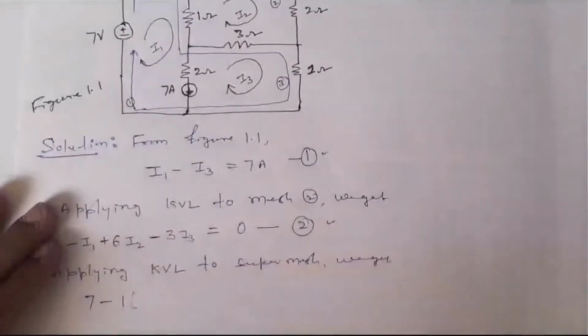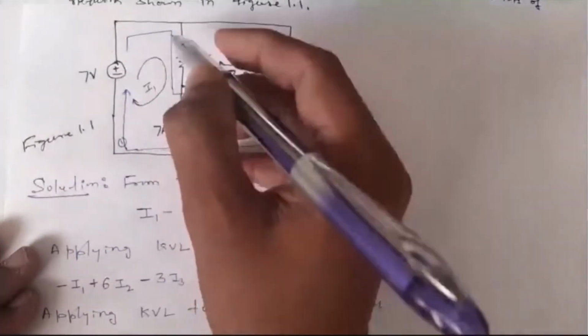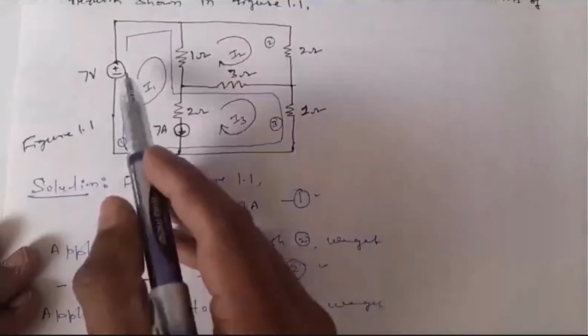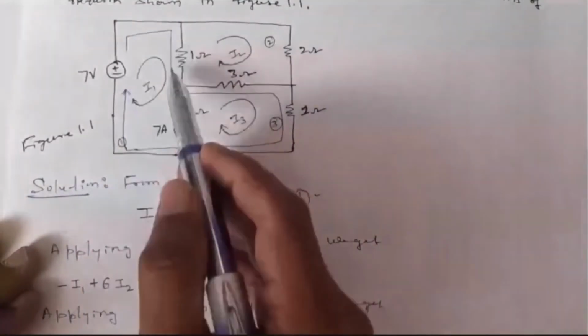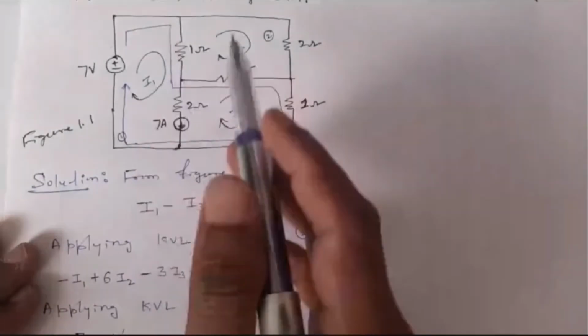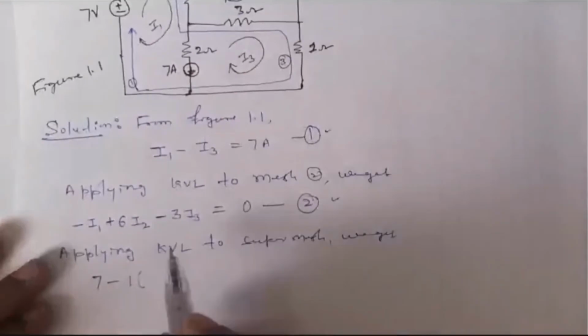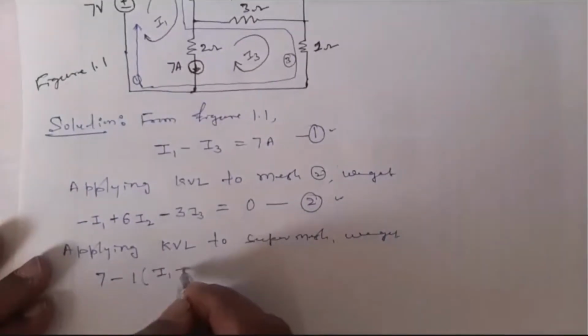Okay, so one current is, very important dear students, you have applied KVL in clockwise direction. The current which is flowing in clockwise direction will be positive, and the current which is flowing in anti-clockwise direction will be negative. Because of that, this is I1 minus I2.